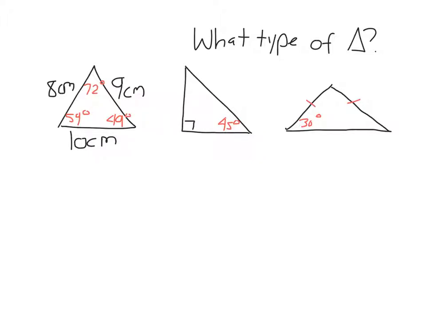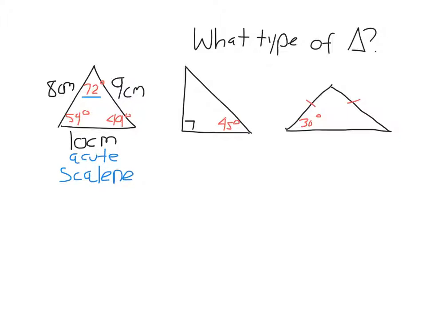So let's look at the first one on the left. Now we see that all three sides have a different length. So that straight away means that the triangle is scalene, no equal sides. However, we don't know which type of scalene it is yet. We need to determine, is it acute angled, right angled, or obtuse angled? Well, we see the largest angle here is 72 degrees. 72 is less than 90, that's acute. So this is an acute angled scalene, or you can just call it an acute scalene.